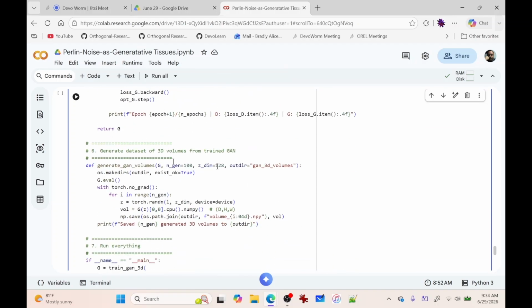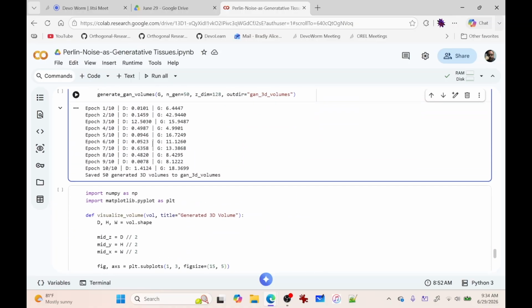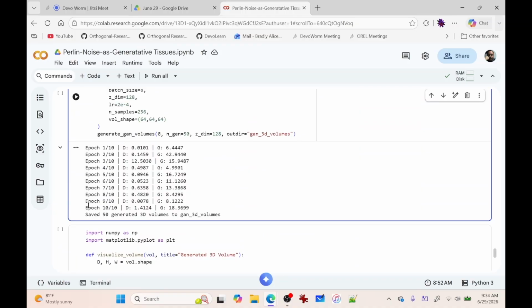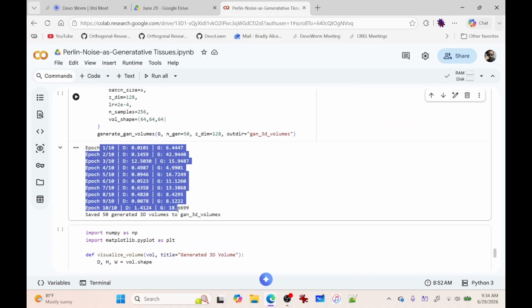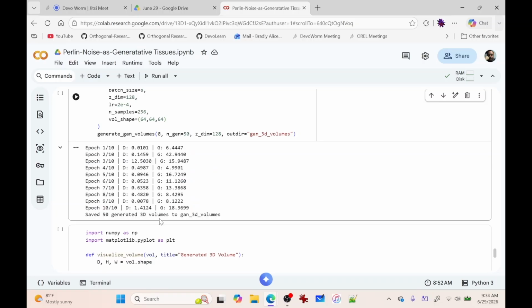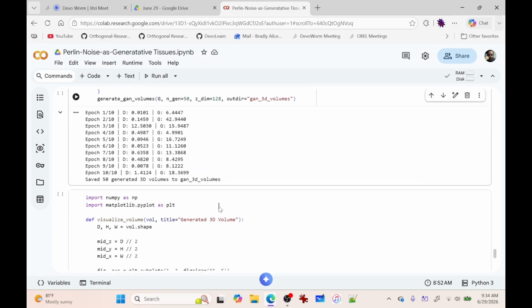And then we go through here, we have the generated data set of 3D volumes from the trained GAN. So it's generating 3D volumes. And then it's running that. And it ran 10 epochs, which is the thing you do in GANs, at these parameter values. And then it says it saved things to GAN 3D volumes, but it didn't actually work. So I don't know why it didn't do that. There's no output directory, or there's nothing in the output directory, so I don't know what's going on. I'll have to play with it some more. It takes a while to run, actually, in a notebook.